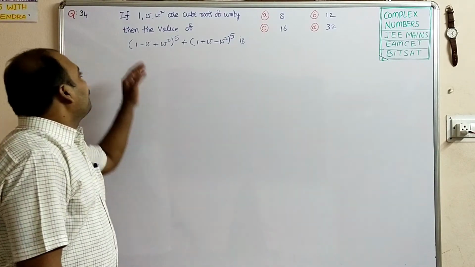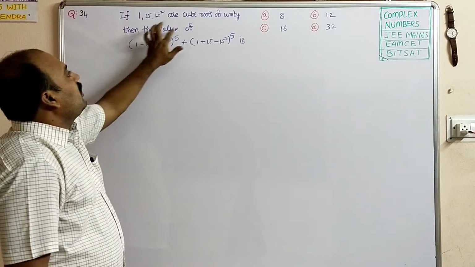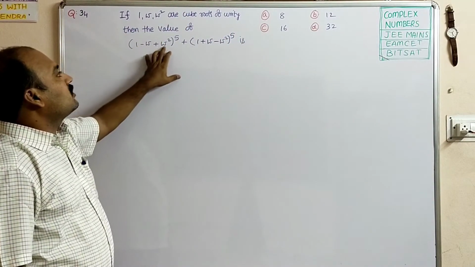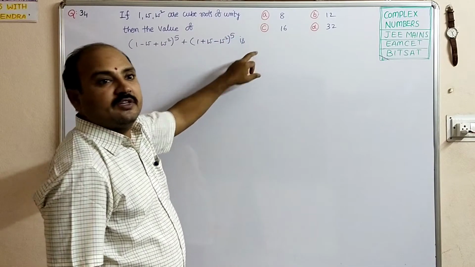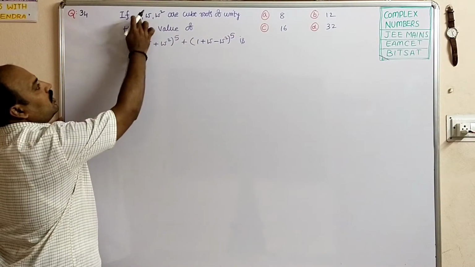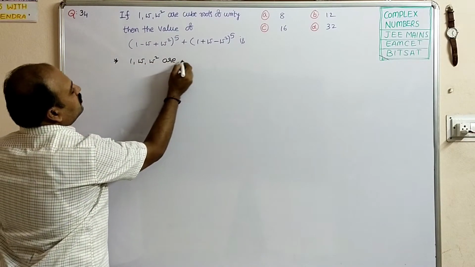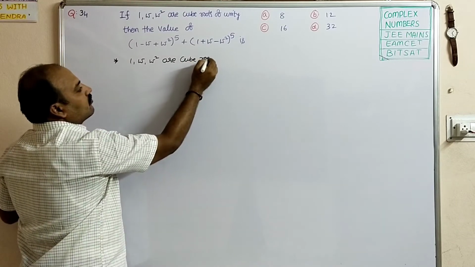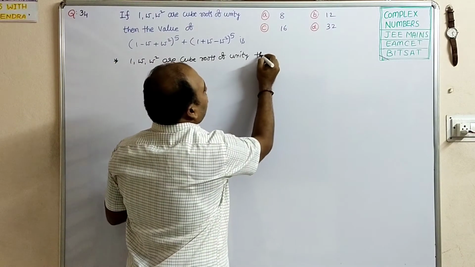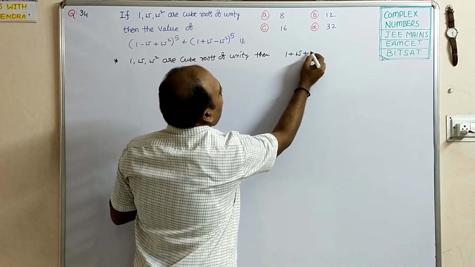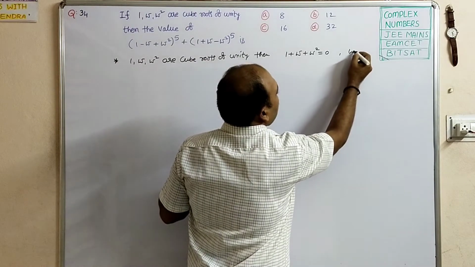The next question. If 1, omega, omega square are cube roots of unity, then the value of (1 minus omega plus omega square) whole power 5 plus (1 plus omega minus omega square) whole power 5 is, see here, first 1, omega, omega square are cube roots of unity, then 1 plus omega plus omega square equal to 0. This is very, very important. And omega cube is equal to 1.